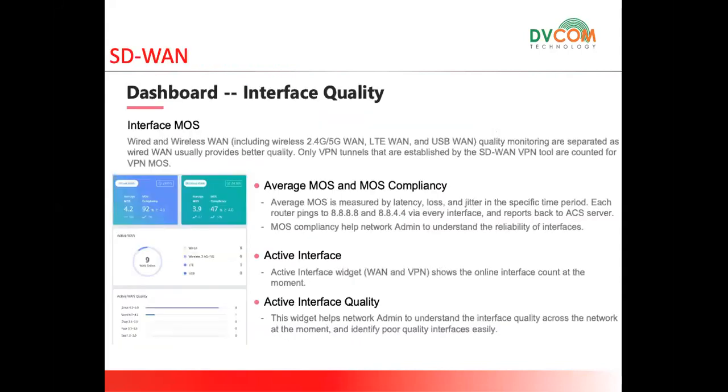Then SD-WAN is going to check the interface quality. WAN and wireless WAN quality and monitoring are separated, as wired WAN usually provides better quality. Only VPN tunnels that are established by the SD-WAN VPN tool are counted for VPN MOS. Average MOS and MOS compliance. Average MOS is measured by latency, loss, and jitter in a specific time period.